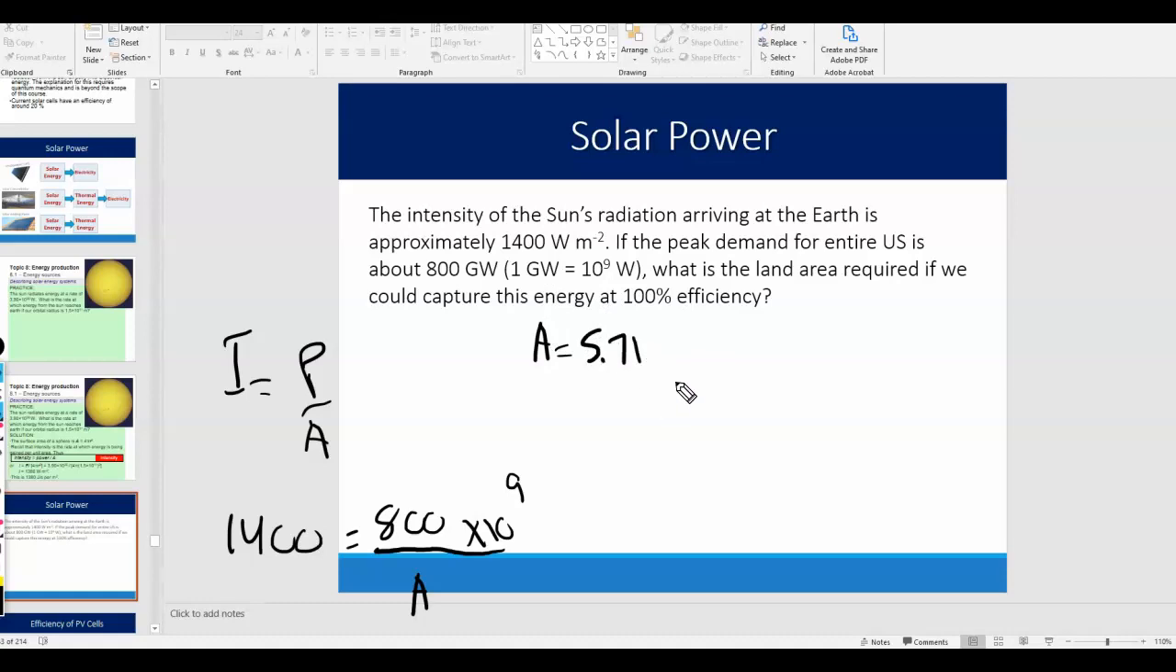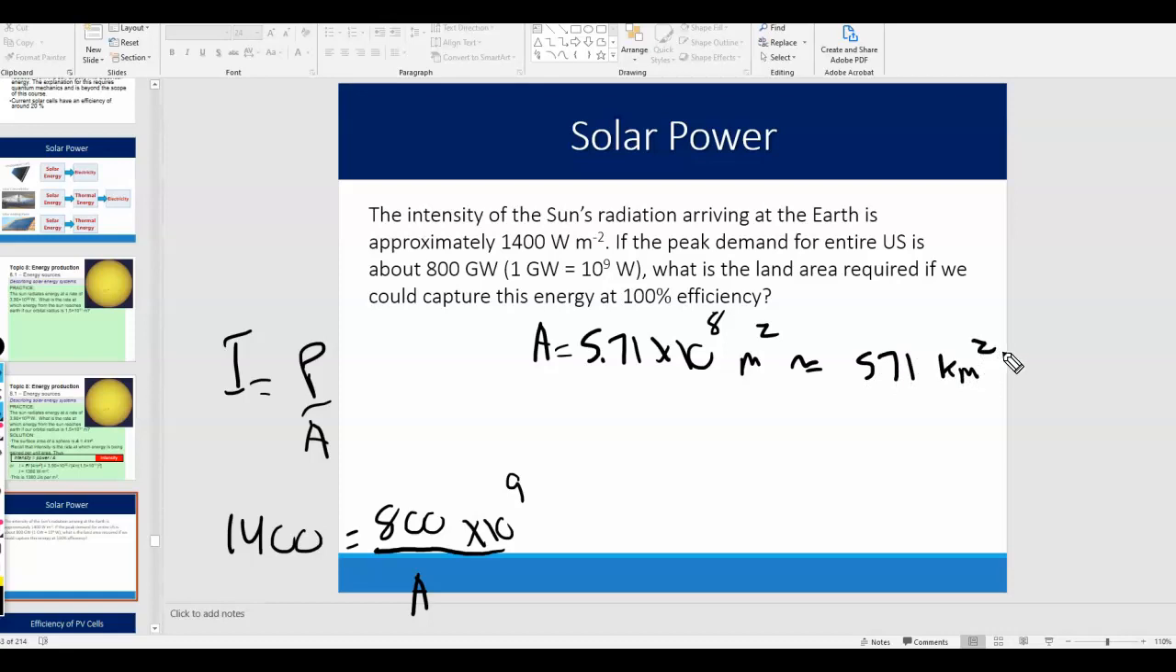Let's see, 5.71 times 10 to the power. Let me count these zeros. 1, 2, 3, 4, 5, 6, 7, 8. 8 square meters. Okay, so that is approximately equal to, let's say, 571 square kilometers.